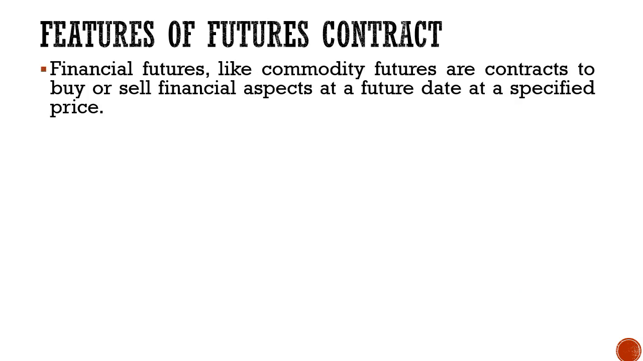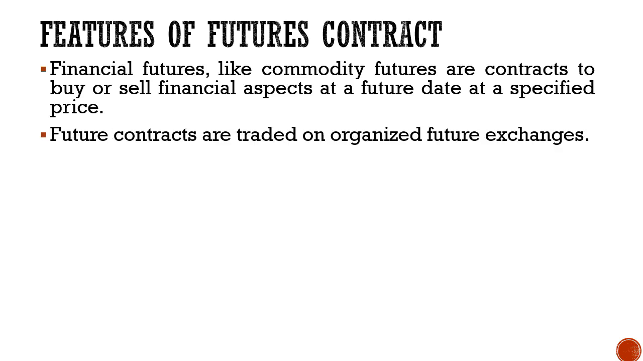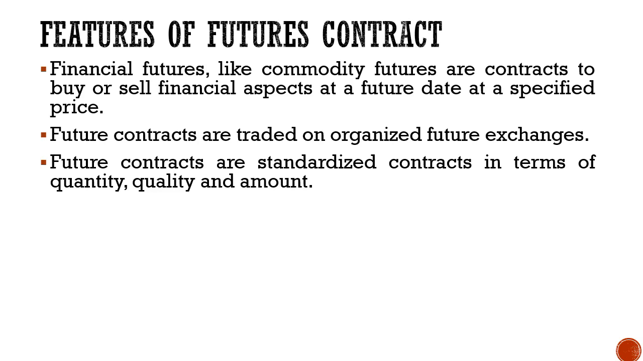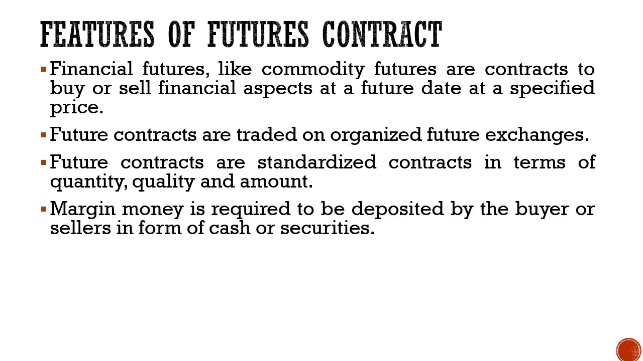Now let us learn what the features of a future contract are. Number one, financial futures, like commodity futures, are contracts to buy or sell a financial asset at a future date at a specified price. Now this you already learned as per the definition. Next, future contracts are traded on organized future exchanges, that is, on stock exchanges. Future contracts are standardized contracts in terms of quantity, quality, and amount. The margin money is required to be deposited by the buyer or seller in the form of cash or security. So here, the contract is going to be made in future, but you'll have to deposit the margin money as security.